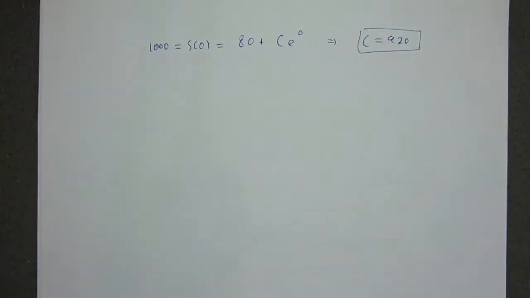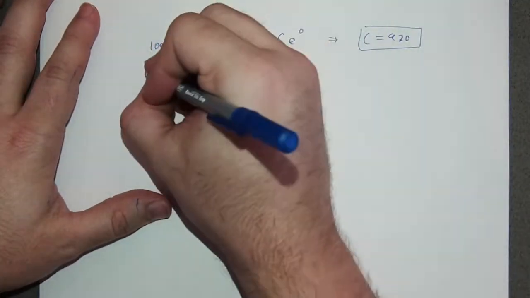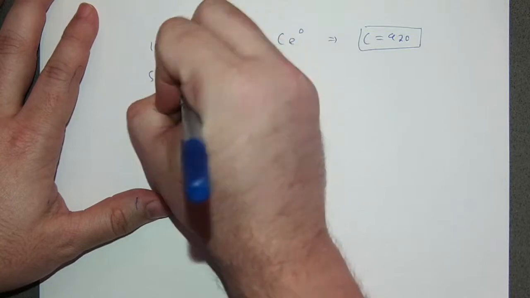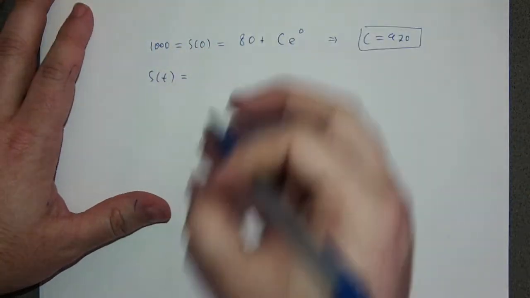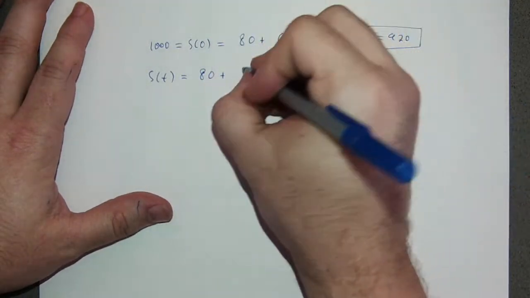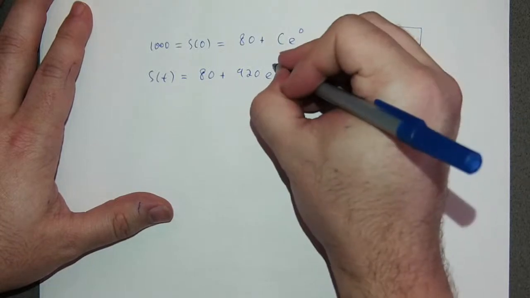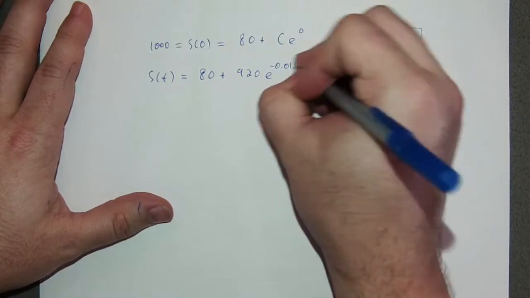Right? Just subtract 80 from both sides. And so my unique solution to the IVP that I set up is 80 plus 920 times e to the minus 0.015t.